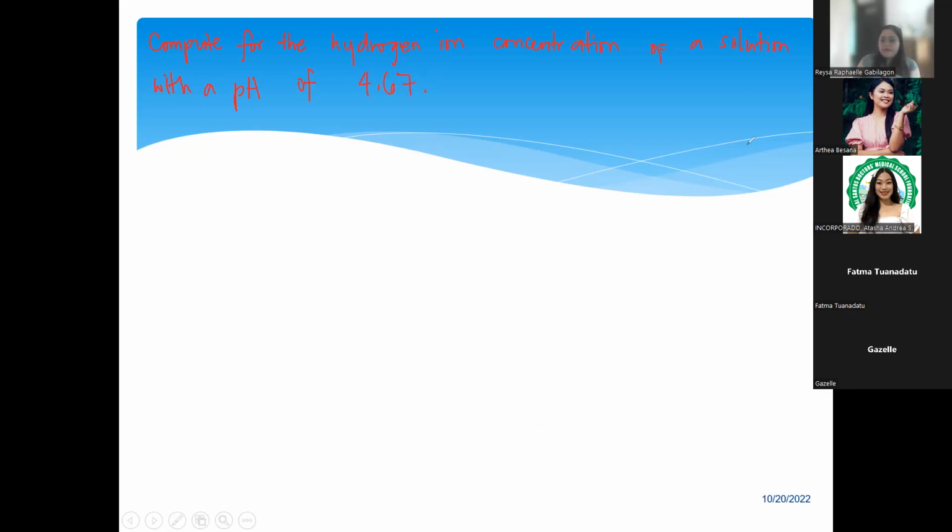Okay. Again, this one, compute for the hydrogen ion concentration of a solution with a pH of 4.67. You try and then you send to me the answer.